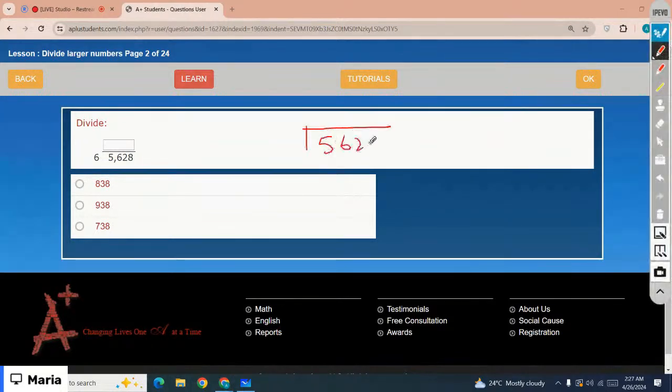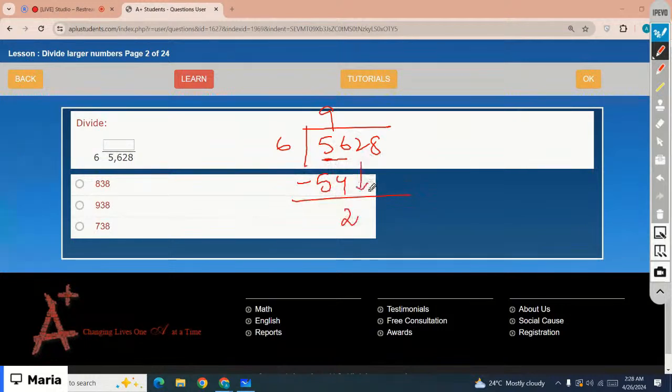Okay, so you need to divide by 6, right? Here the first digit is 5 and 5 is less than 6. You can divide, right? That means you need to make it 56. You have to count the table of 6 until 56, right? So you can go for 6 times 9 is 54. And 56 minus 54 is 2.